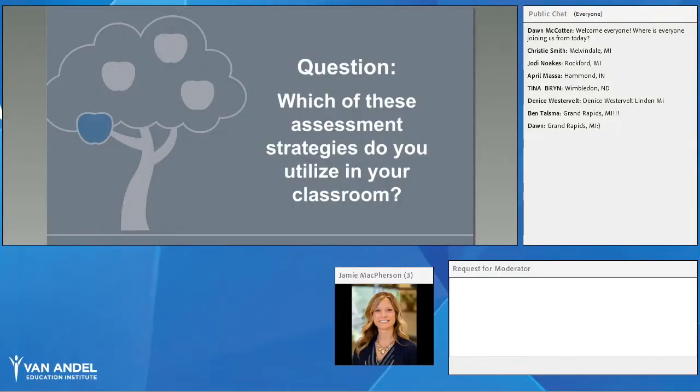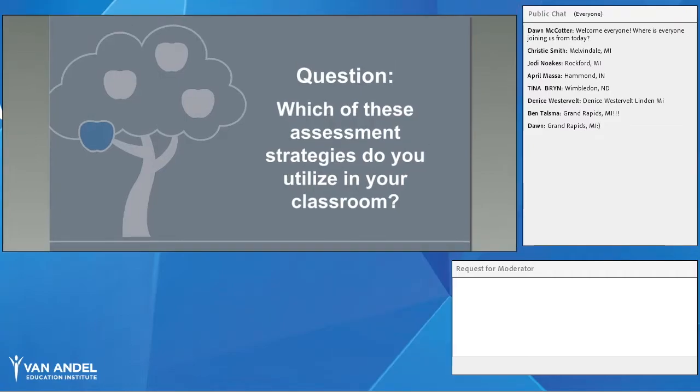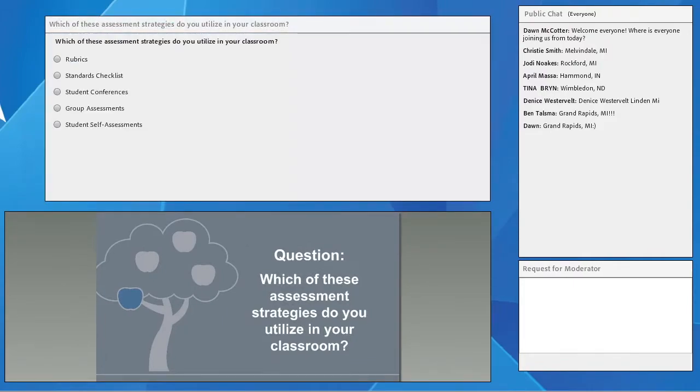So just thinking about those assessment strategies we went through, which of these do you utilize in your classroom currently? I'll give you a moment to go ahead and make those choices. So rubrics, standards, checklists, student conferences, group assessments, and student self-assessments. It looks like a lot of us are already using rubrics. They are wonderful and a great resource. And group assessments, awesome. I'm glad to hear that those are being utilized as well.